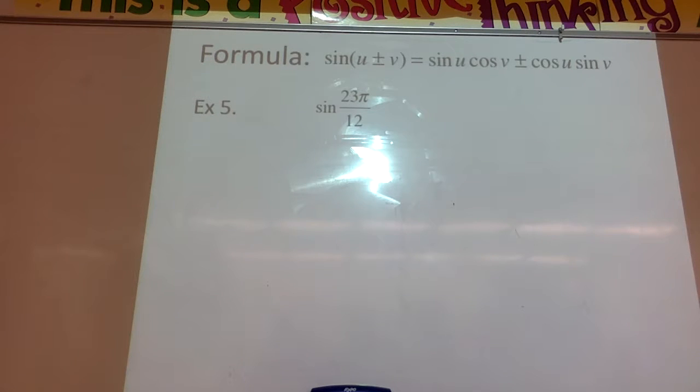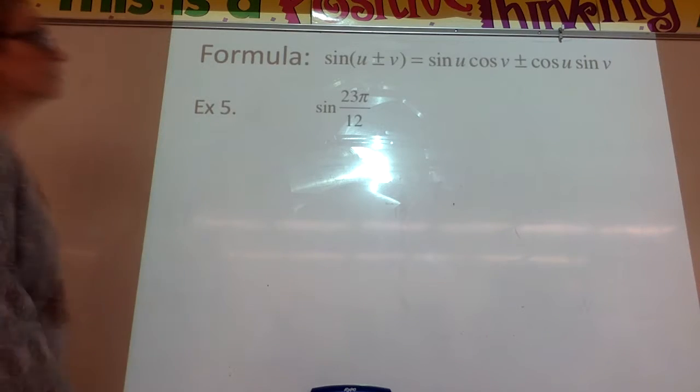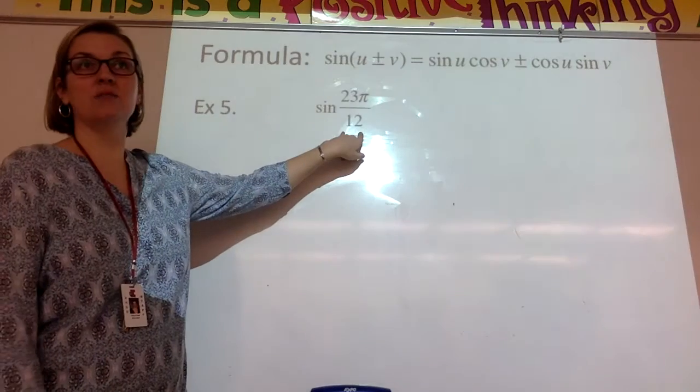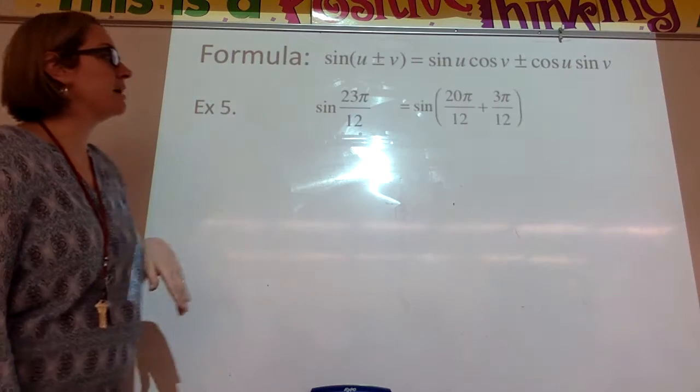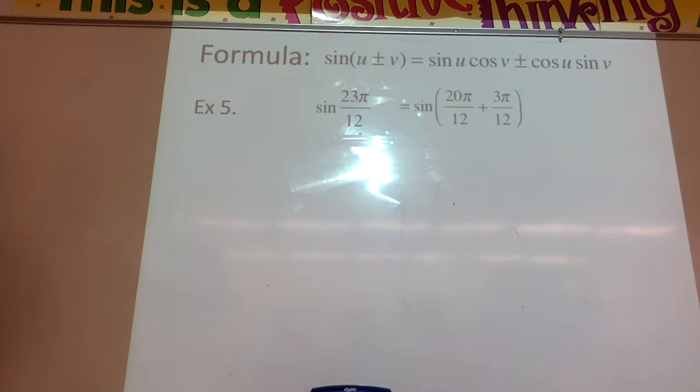So again, we're back to these ugly fraction problems. 23 pi over 12. This is probably going to be an addition, right? Two things that add up to 23. I'm going to choose 20 and 3. Okay, so as a class, let's all do the same addition problem. And when I do that, what unit circle values do those reduce to?